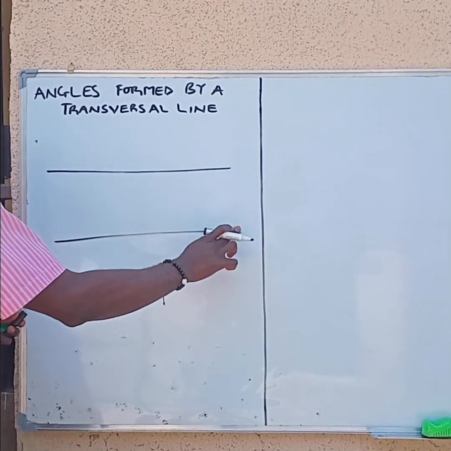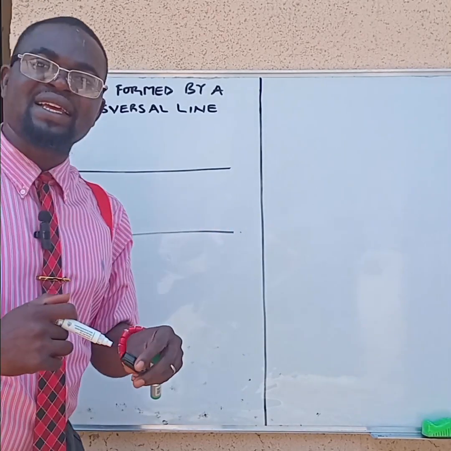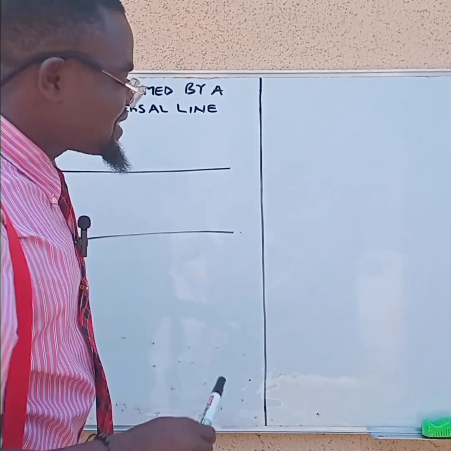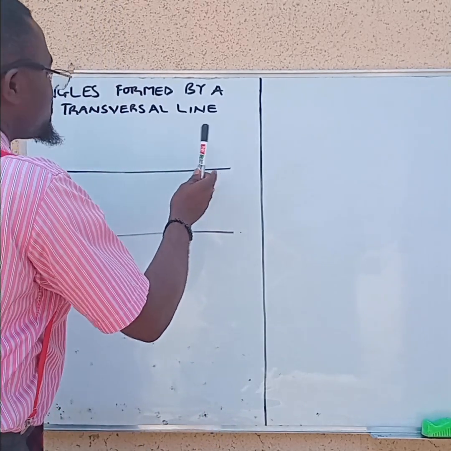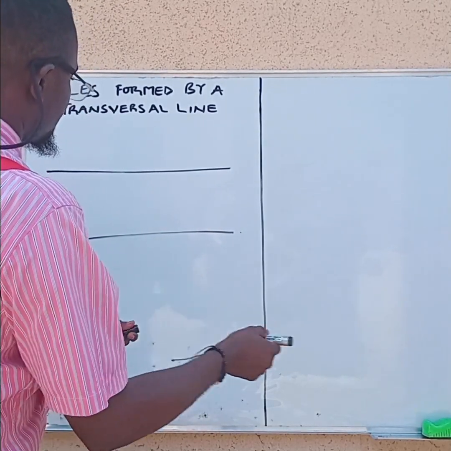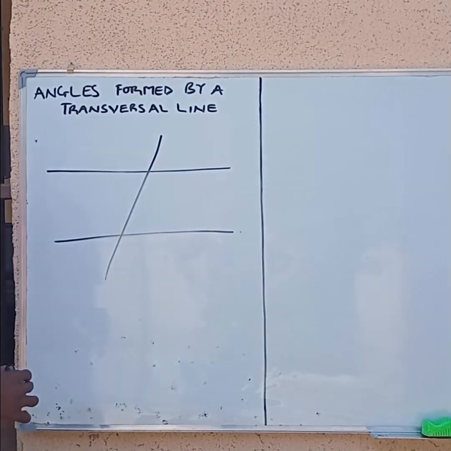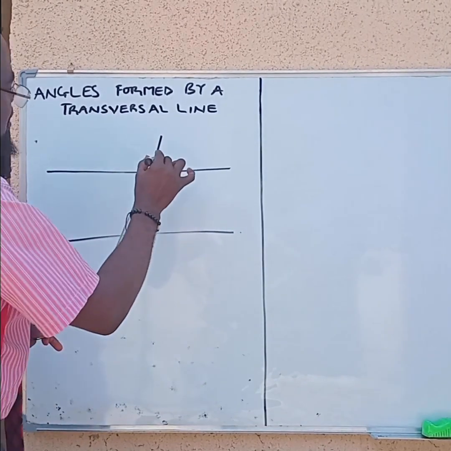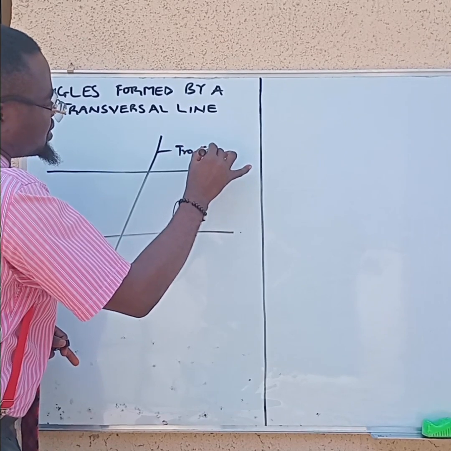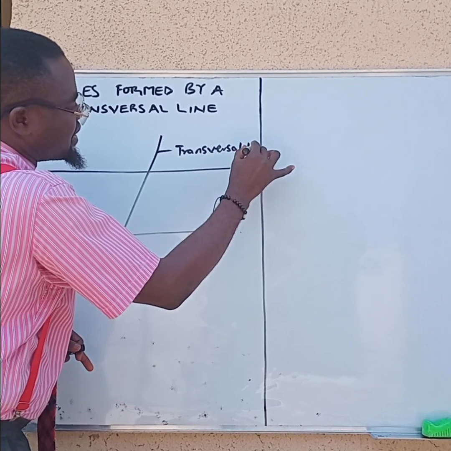Two lines like this that are going independently without meeting each other in mathematics are known as parallel lines. Now, let's have something like this. This is a transversal line.